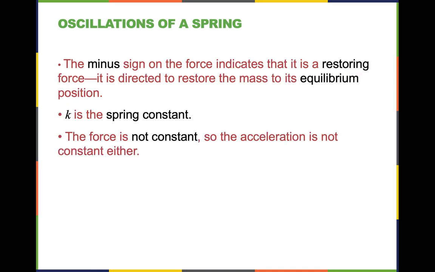The minus sign of this force indicates that it is a restoring force. It is directed to restore the mass to its equilibrium position. k is the spring constant, and the force is not constant, so the acceleration can't be constant either. So that means your velocity is never going to be 0.